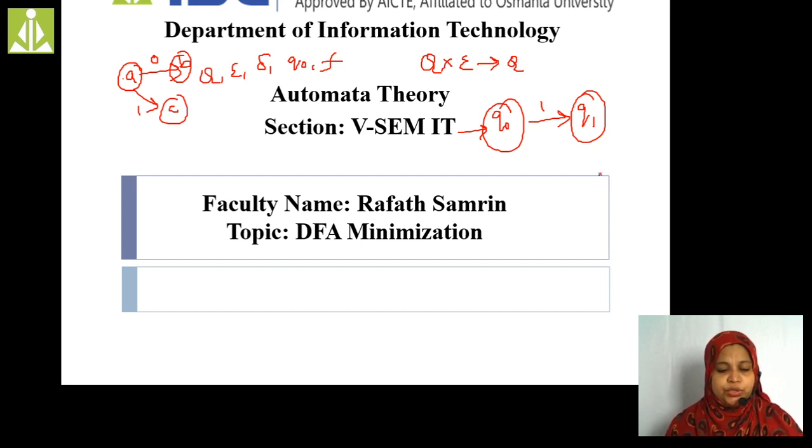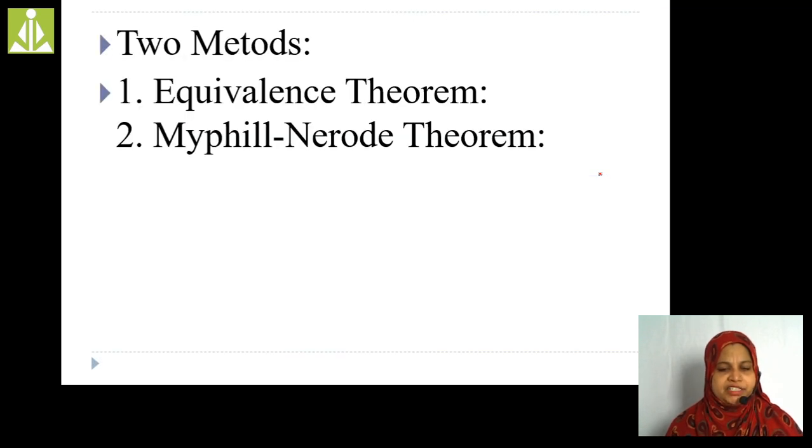There are two methods to perform DFA minimization. The first one is the equivalence theorem. The second one is the Myhill-Nerode theorem. In this session, we are going to discuss the equivalence theorem. In the equivalence theorem, first we write the transition table for the given DFA. Then we divide the states into two sets: one set of final states, and one set of non-final states.